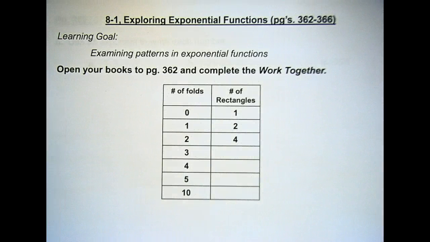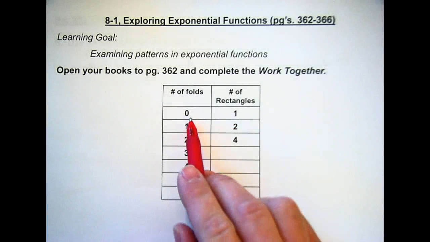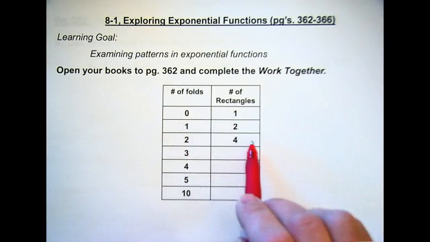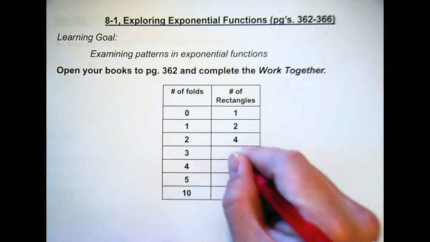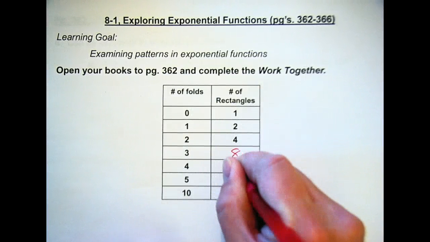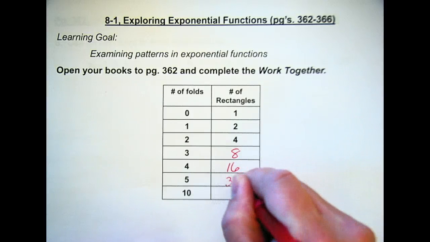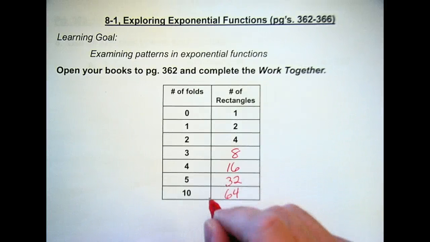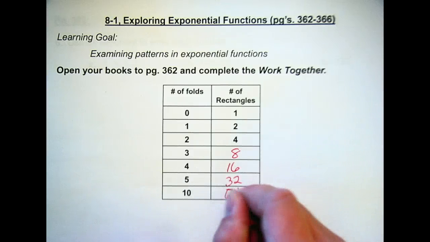Here we go. Okay, let's see how we did. After zero folds, we had one rectangle. 1, 2, 2, 4, 3. What happened? 8. 4. 5. 6. How many? Or I guess 10. 10 is 1,024. This would have been 6, yeah.